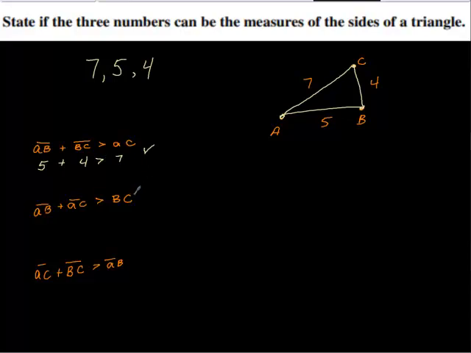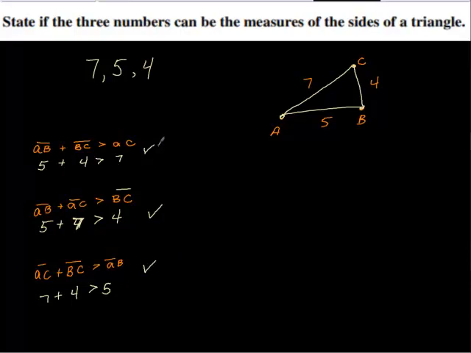All three of these conditions have to be met, not just one. So I'm going to keep going. Line segment AB is 5. Line segment AC is 7, sorry, and 7 has to be greater than 4. 5 plus 7 is 12, and 12 is greater than 4. It worked out, right? Then AC, which is 7, plus BC, which is 4, is greater than 5. So the answer is true.